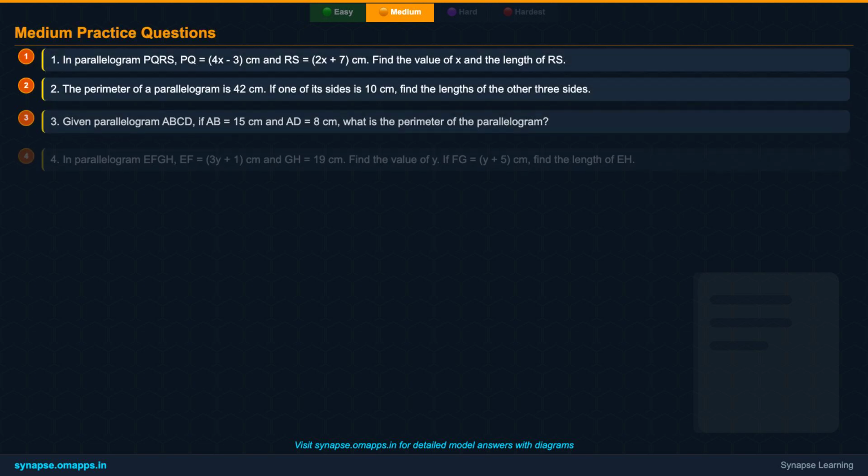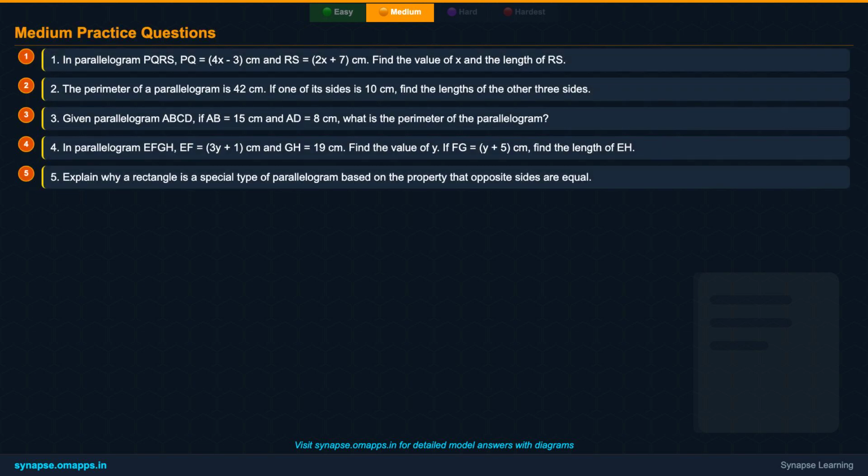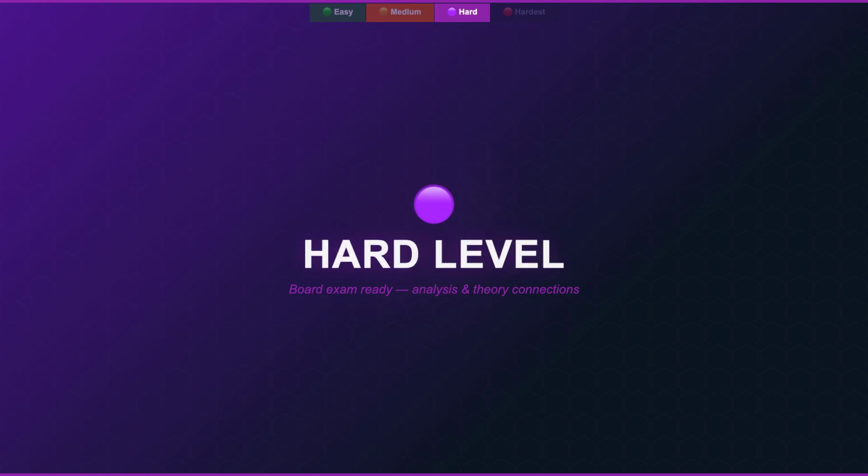Now, let's apply this proven concept to some medium-level questions. Can you use algebraic expressions to find side lengths? Or calculate the perimeter of a parallelogram given just one side and total perimeter? Think about how the property of equal opposite sides helps you solve these problems. Don't forget the question about why a rectangle fits this definition. Give these a try. Excellent work.